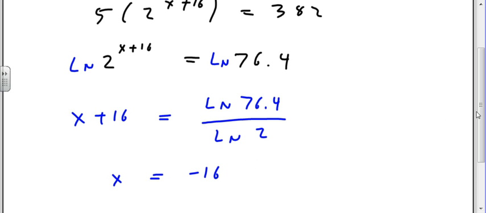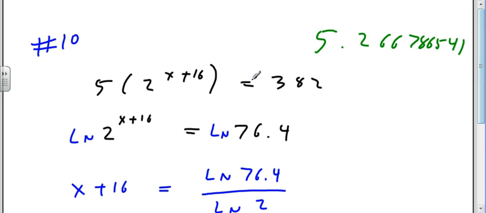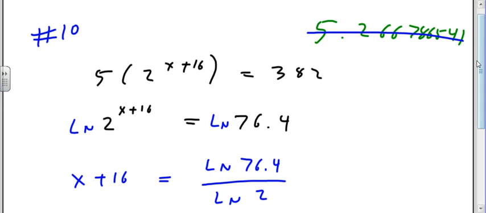I don't think I put the right thing in. I think I put a 6 there, didn't I? Yeah, I did. That's wrong. I only put an x plus 6, and x plus 16 is what we're solving. So I'm going to do it again.